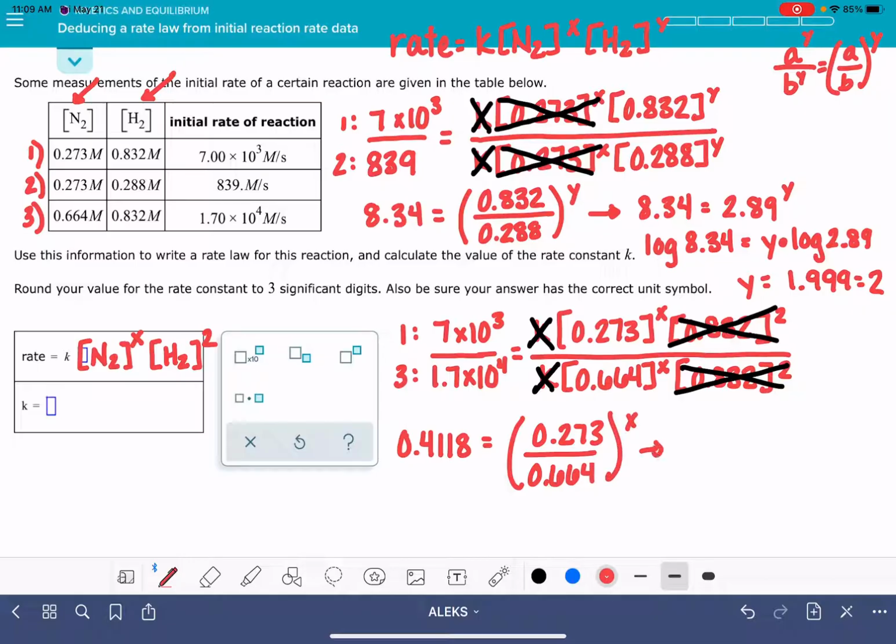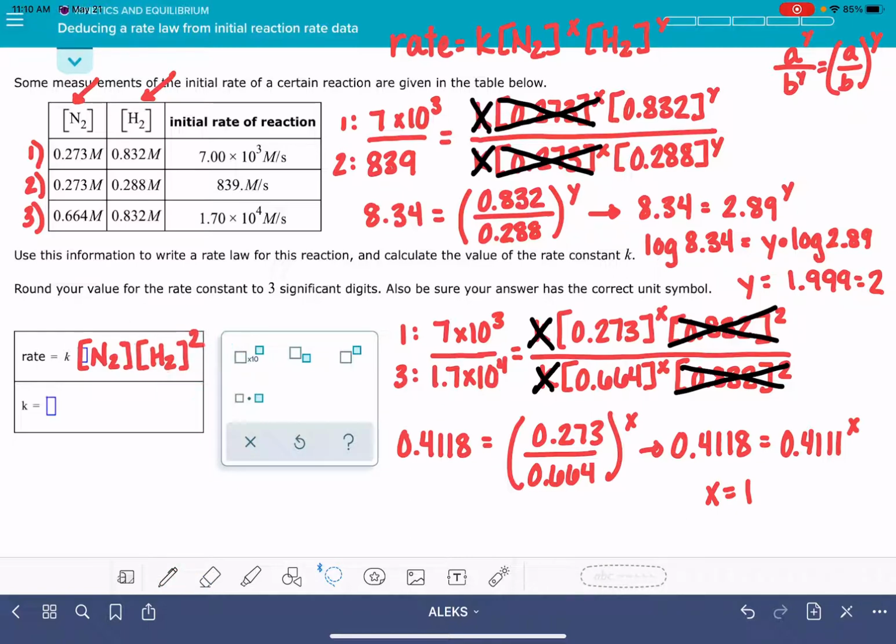I am going to solve inside the parentheses next. 0.4118 is equal to 0.273 divided by 0.664. That is 0.4111 to the x. I don't need to use the calculator for this. I can see that the value of x is 1. So we'll write that. We probably don't actually want to write a 1 over here. We probably just want to have no term at all. So there's our rate law.